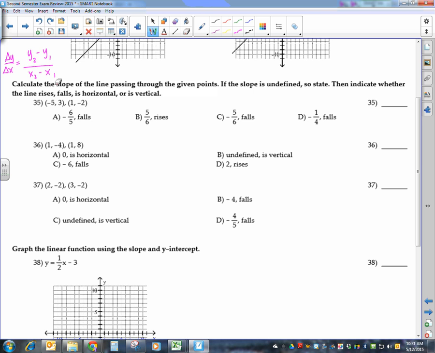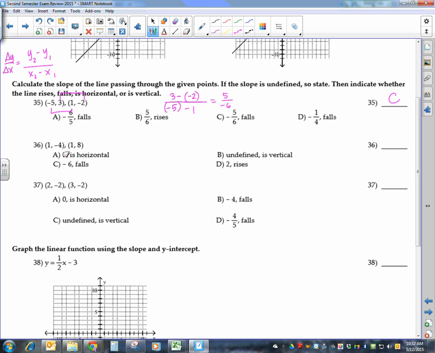So this is the thing that when we did it, I had you draw the lines on top, because that tells you what numbers go on top and on bottom. So it's 3 minus, remember if you have a negative number, you want to put parentheses around it, negative 2, over negative 5 minus 1. Also keep in mind that this has to be on the same point, so you have to start with the same numbers. So 3 minus negative 2 is equal to 5, and negative 5 minus 1 is negative 6. So negative 5 over 6, and of course it's negative, it falls, so my answer to 35 is C.